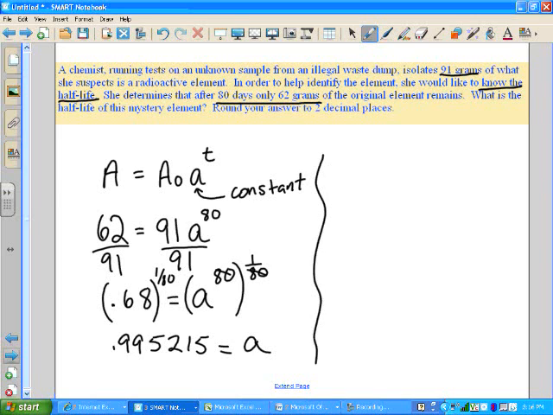So let's rewrite this formula. So we have A equals A naught, and now my constant there is that 0.995215 raised to the T power. Okay, now keep in mind what we're doing is we're trying to find the half-life. That's the amount of time that it takes for a substance, for half of the substance to go away. Now, what I'm going to do for my amounts is we can really just start with the same amount. We could do 91 grams here.